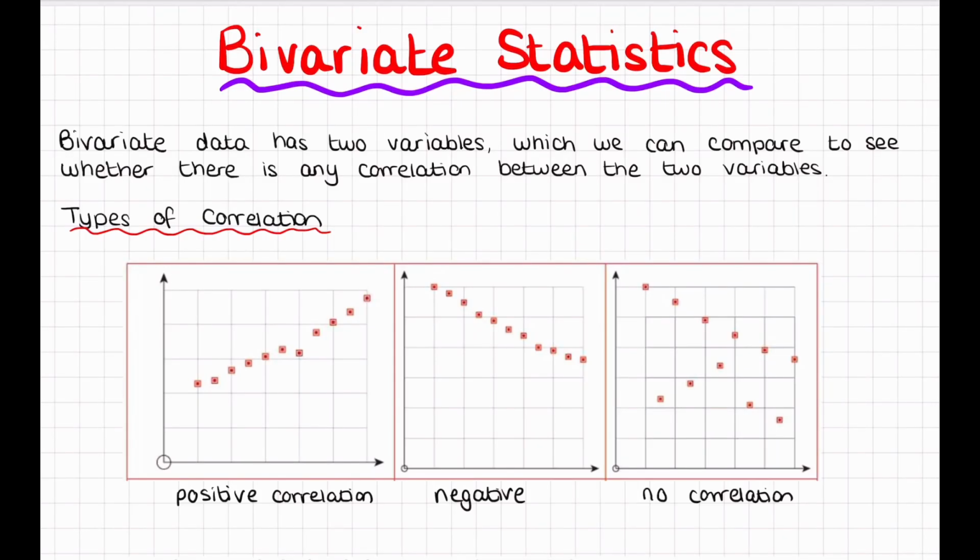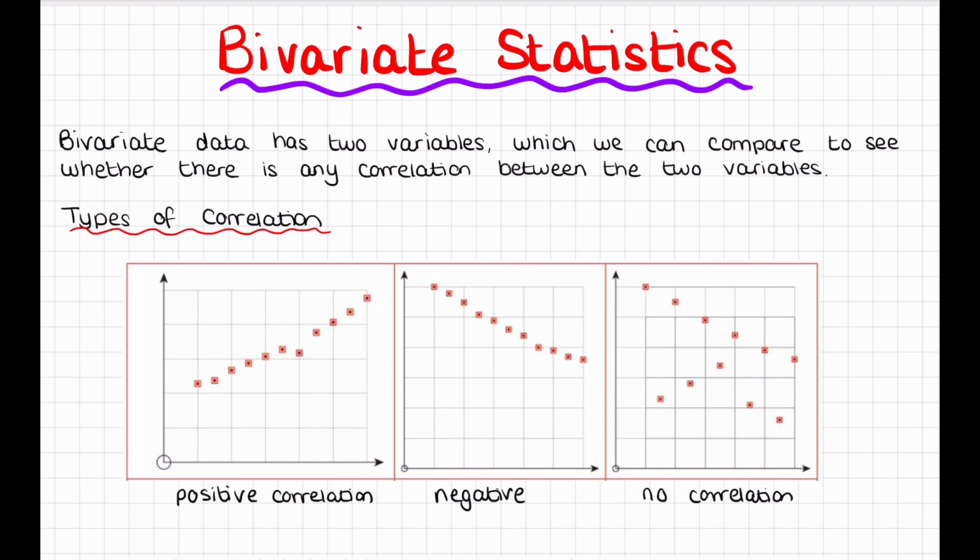This video is on bivariate statistics. Bivariate data has two variables. What we have looked at previously is univariate, which just has one variable, and bivariate has two, which we can then compare to see whether there is a correlation between the two variables.